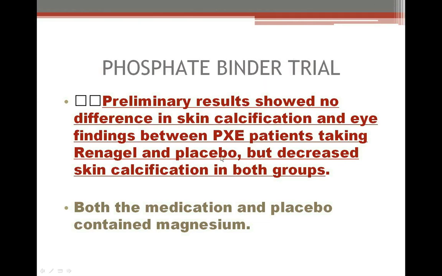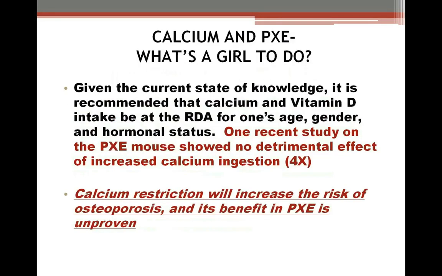But both groups had decreased skin calcification. Interestingly, last year, when they were looking at the data, because there was some interesting data on magnesium, which we'll talk about shortly, they found that both the medication and the placebo had a lot of magnesium in them. So it's possible both of these may have had enough magnesium to cause some decrease in skin calcification, if that indeed is effective. And that's why the placebo and the drug were no different. So it's possible that they both work, but there's mouse data that suggests that it's probably not the Renagel.